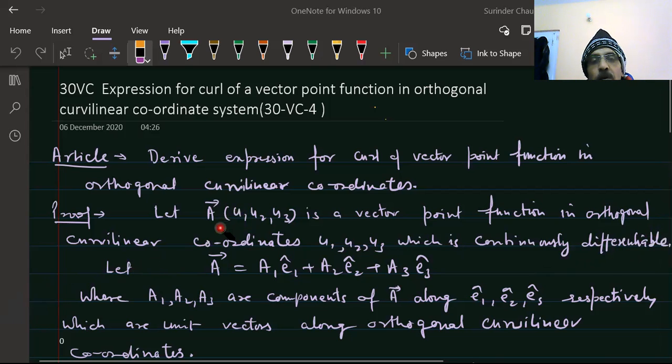Let the vector A, a function of u1, u2, u3, be represented by a1 e1 unit vector plus a2 e2 unit vector plus a3 e3 unit vector. This is a position vector of a point in the curvilinear coordinates, where a1, a2, a3 are the components of vector A along the e1, e2, and e3 unit vectors, which are the tangential unit vectors to the curves u1, u2, u3 respectively.